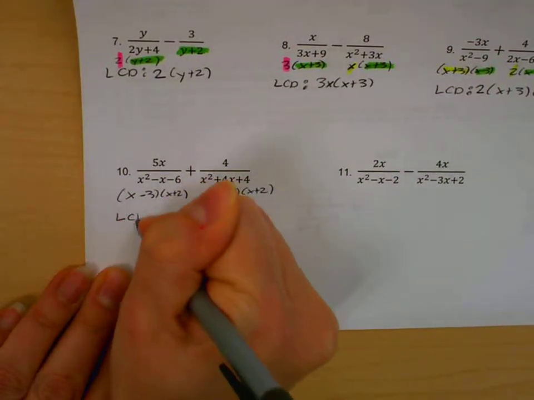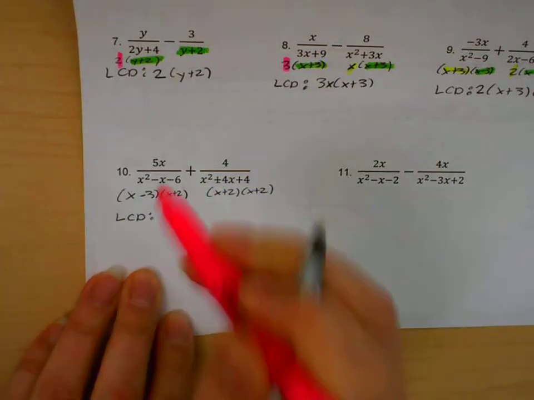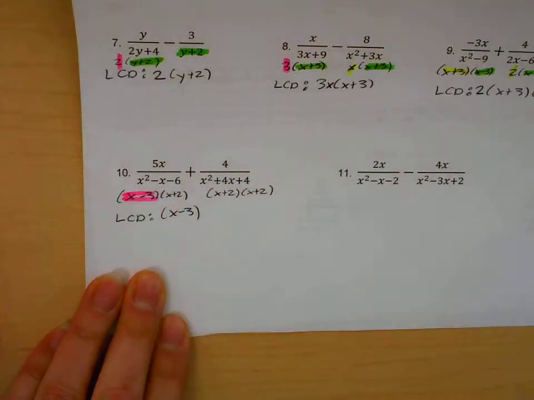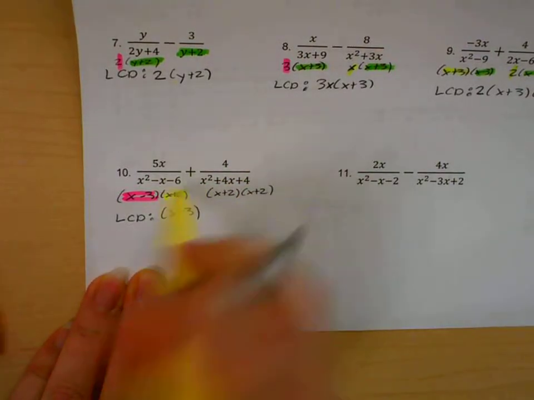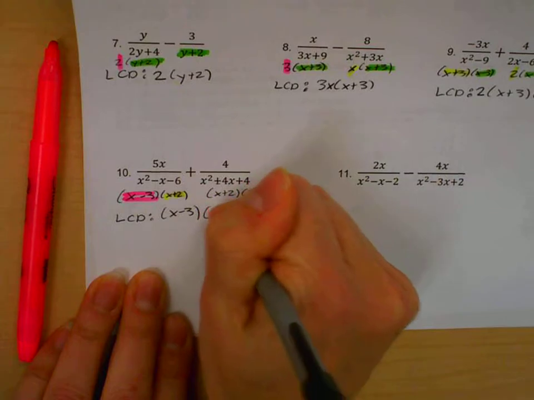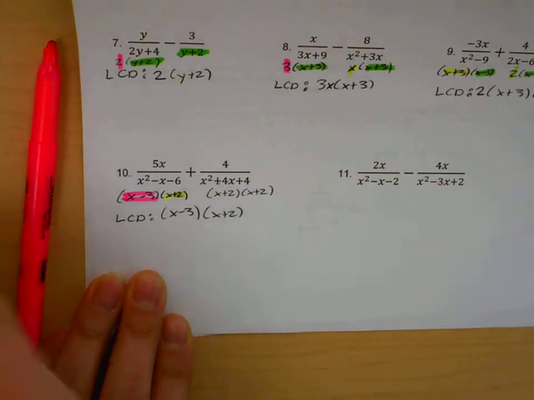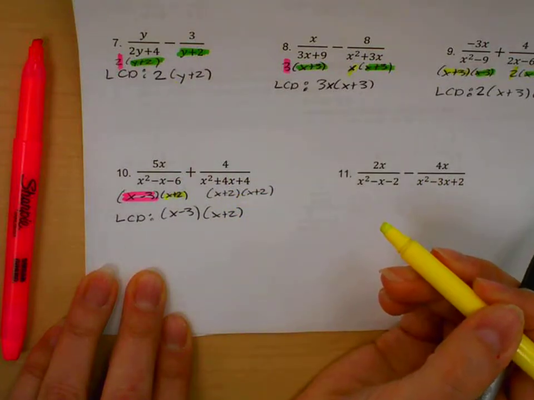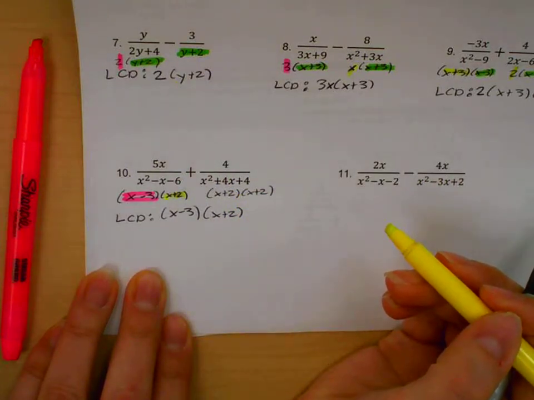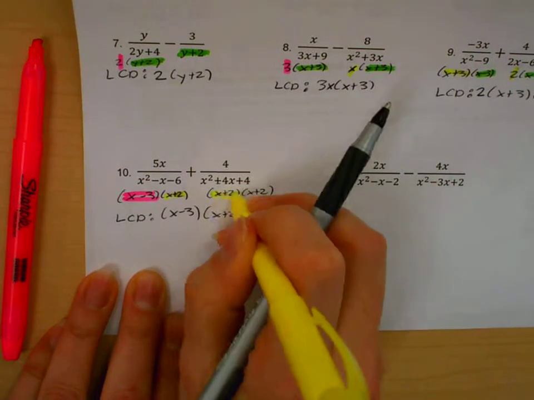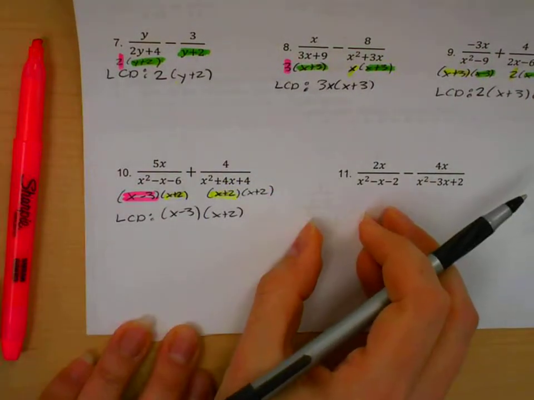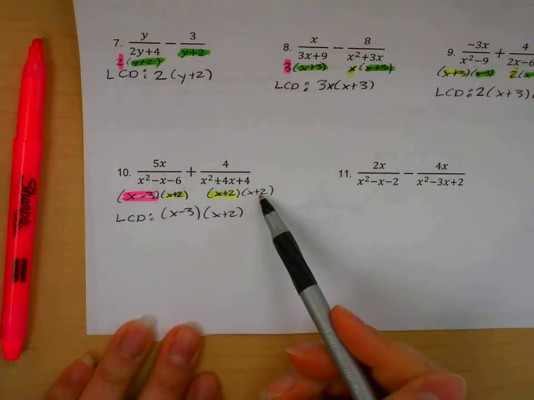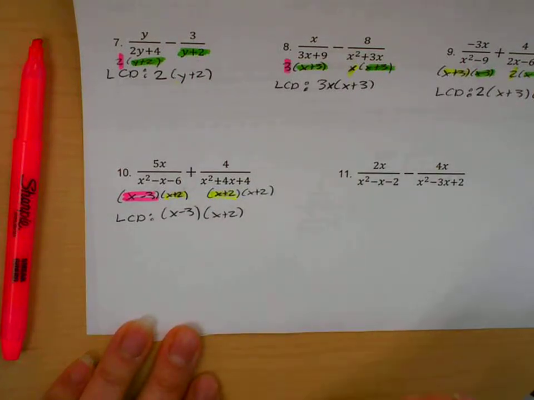So looking at my least common denominator, let's go through and make sure we have everything. X minus 3, yep, got it. X plus 2, got it. Now I move over here. Oh, look, I've already included x plus 2. So I'm not going to include it again. But this one's a little different because I have another x plus 2. So they go in pairs.